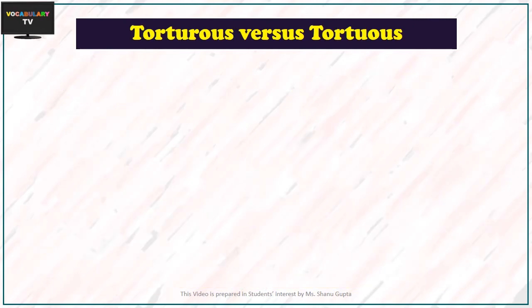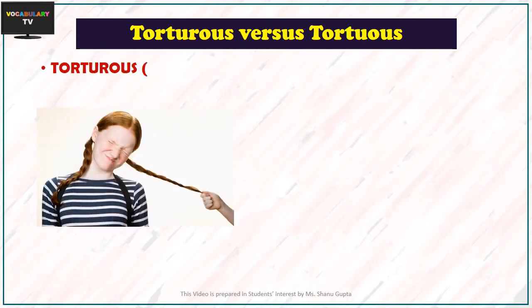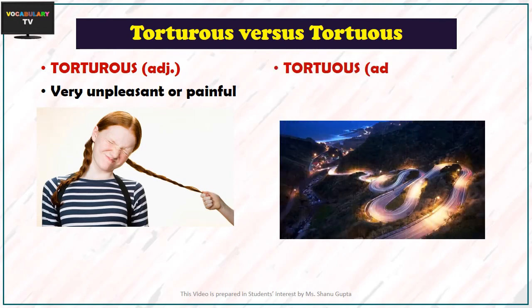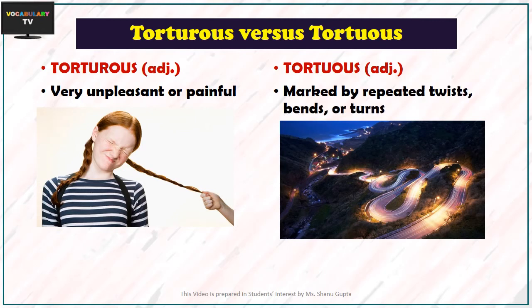Next we have torturous and tortuous. While torturous relates to torture, which means a very unpleasant or painful experience, like I can say that when we were young, my brother often pulled my braids, which was surely a torturous experience for me. On the other hand, the word tortuous relates to torque. Remember, the word torque means a twisting force. So tortuous describes something that bends and twists, like perhaps a road on a hill.